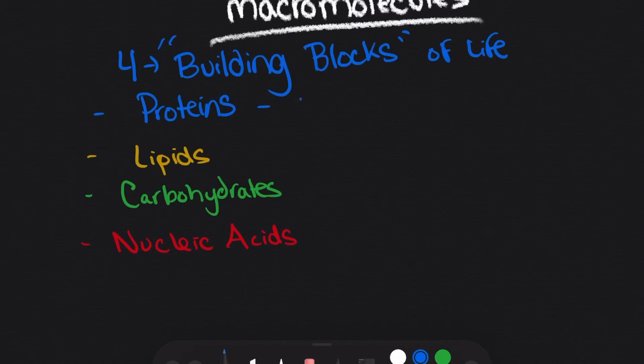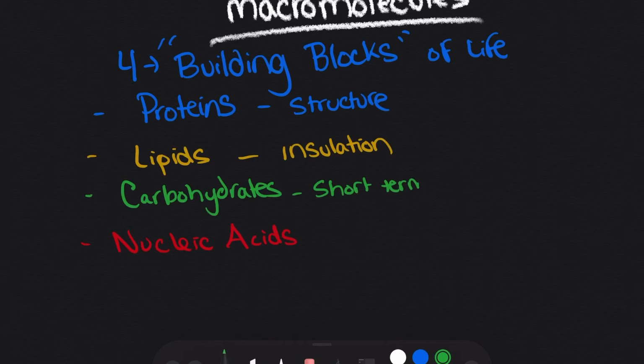Our proteins are basically our structure. They're like your muscle. Lipids are your fats, and they're made for insulation. Carbohydrates are there for short-term energy. And then nucleic acids are there. They're our instructions, aka our DNA. So what? So why are these macromolecules important?